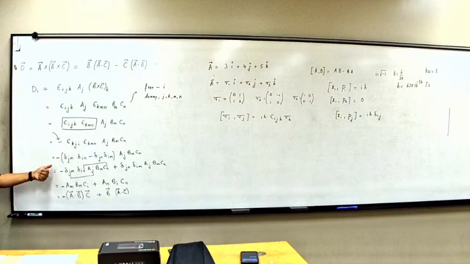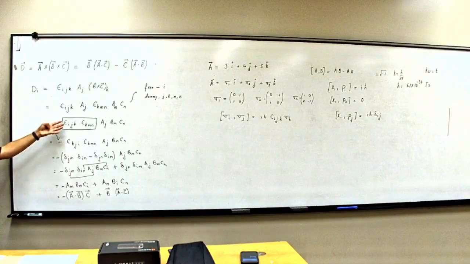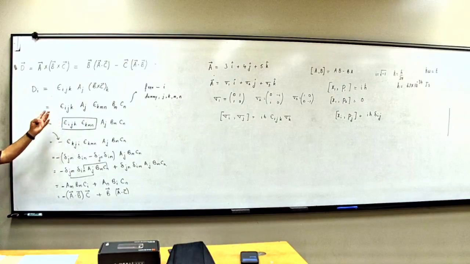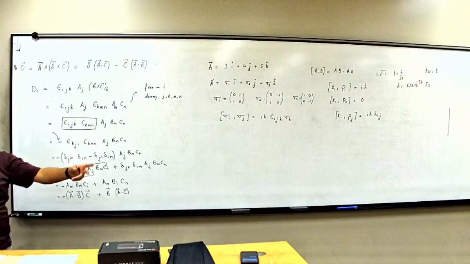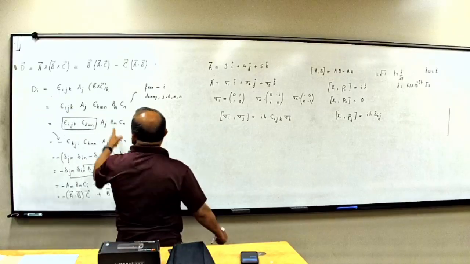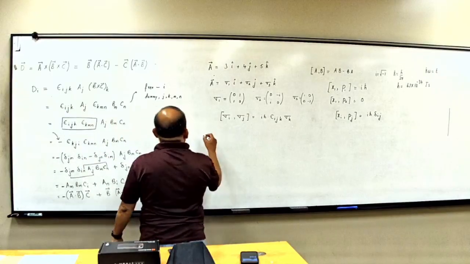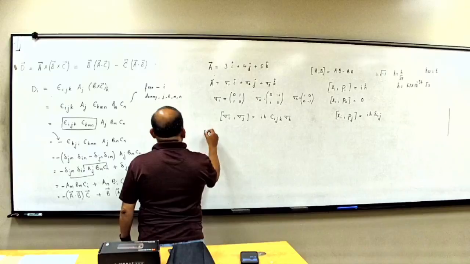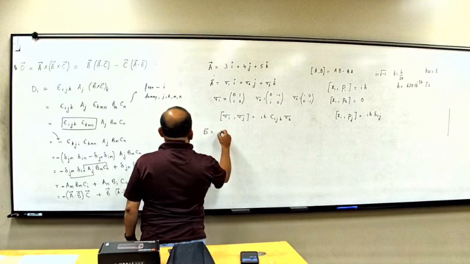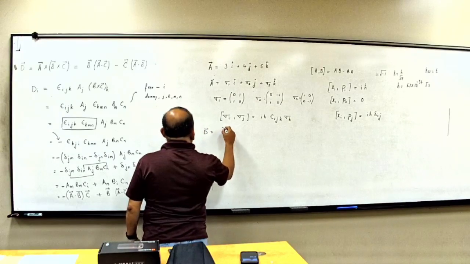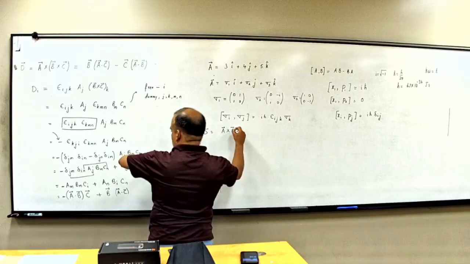How does this vector identity change in quantum mechanics? This is a classical vector identity. We want to generalize this to quantum mechanics. So let's do that very quickly. So we start again, right? So D is equal to A crossed with B crossed with C.